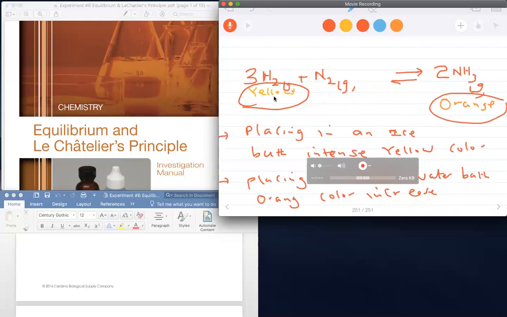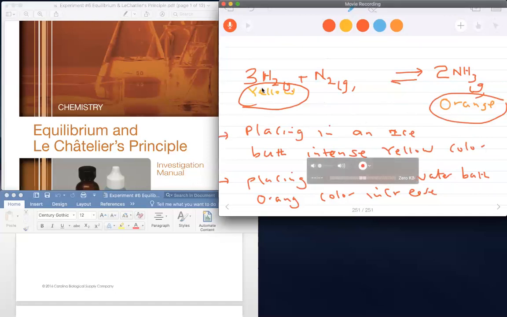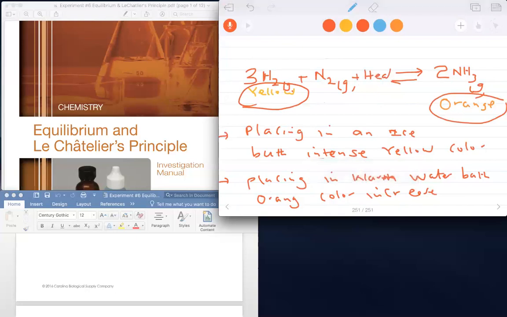In this case, we will look at the yellow, we will look at the orange. Let's see. If we place on an ice bath, we see this color. That means it will shift in this direction. All right, ice bath, it's gonna go in this direction. If we place in a water bath, it's gonna shift in this direction. With that conclusion, that means heat will be here, plus heat. Let me show you why.